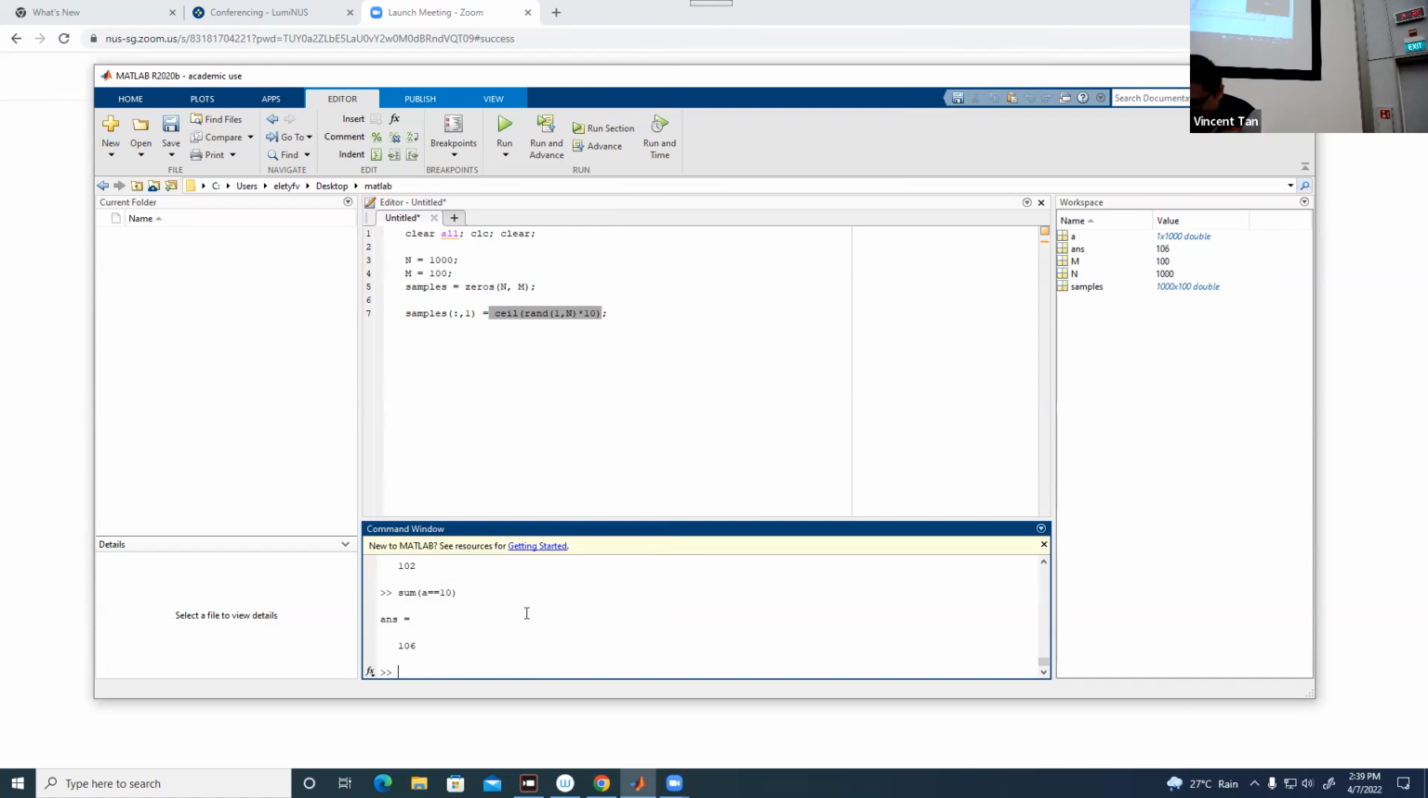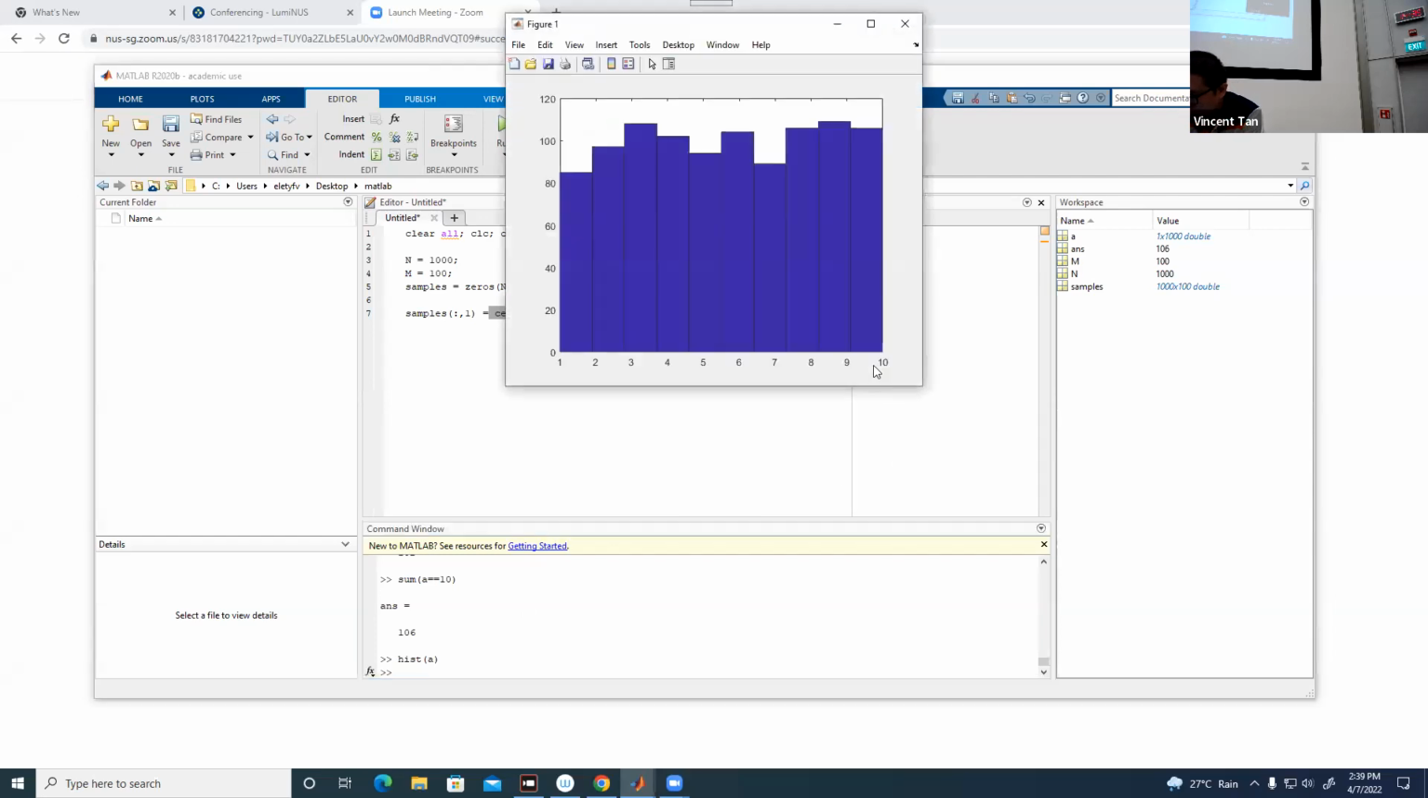Actually, we can do hist A like that, in order to see that they are pretty uniform. Okay, so that's the histogram of the numbers. It's pretty uniform. So I'm basically doing a PMF from 1 to 10. All right, and this is the realization. Probability mass function.